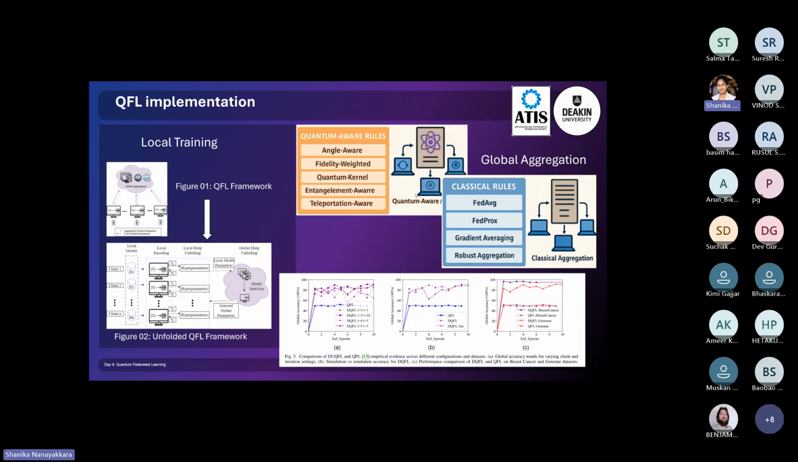When it comes to the classical rules, they work best for classical models, but they do not fully understand quantum parameters. That's why we need specialized quantum rules for aggregation.